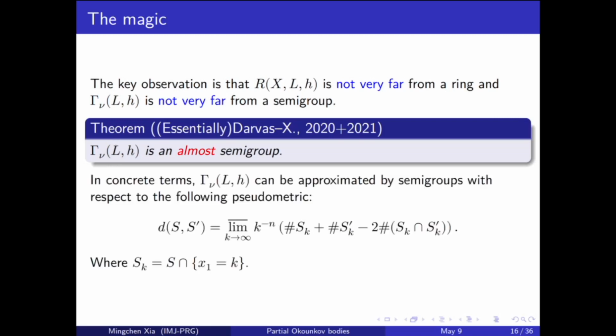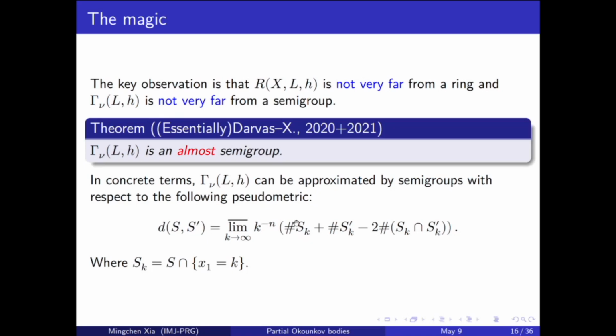Of course, this is not a common term, so I need to explain what I mean by an almost semigroup. In more concrete terms, gamma nu LH, this weird object, can be approximated by semigroups with respect to some naturally defined pseudometric. Here, the pseudometric compares the distance between 2 different subsets of Z^(n+1), and is given by considering the number of points on level k, comparing the number of points on level k of S and S prime.